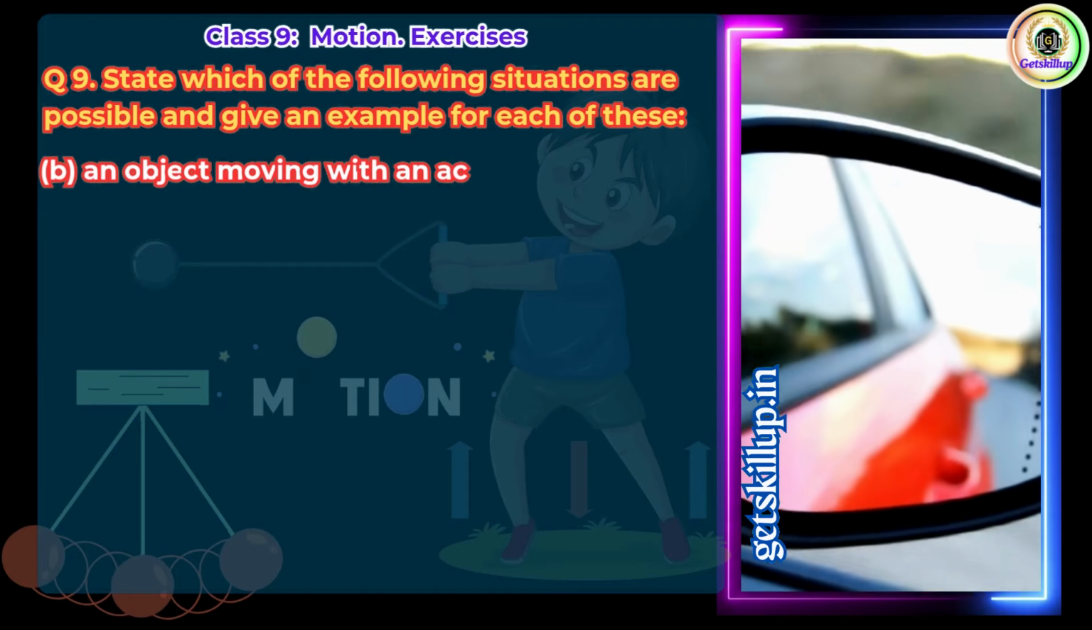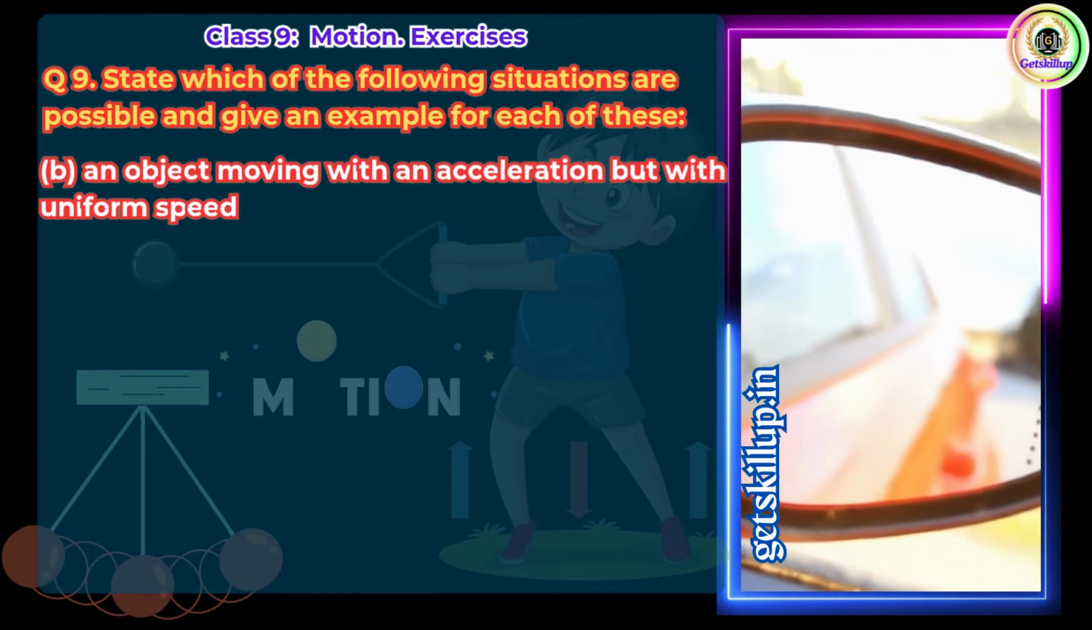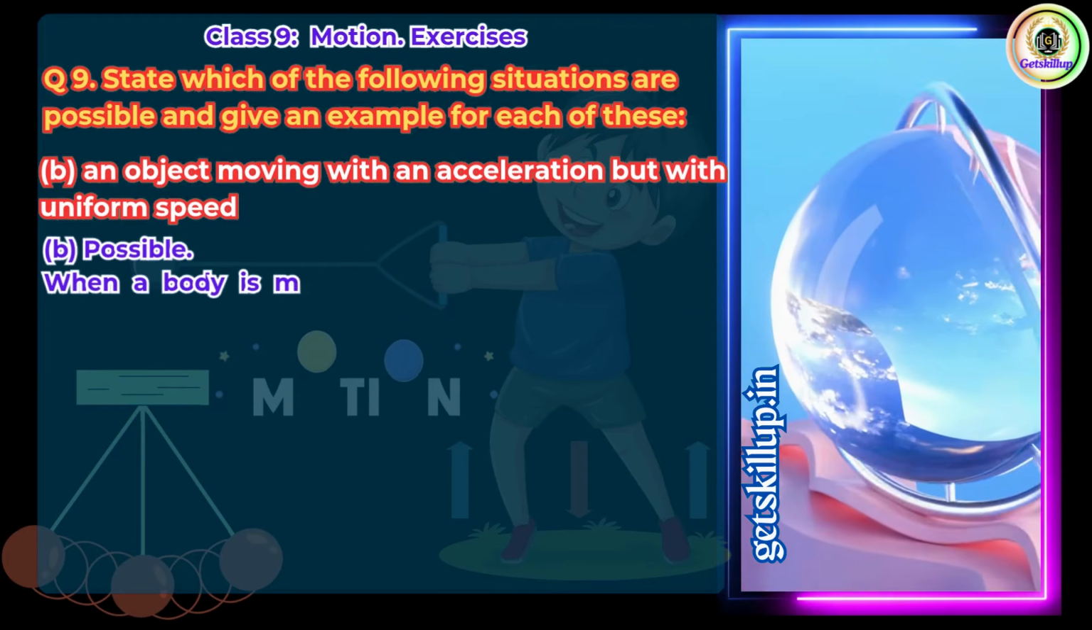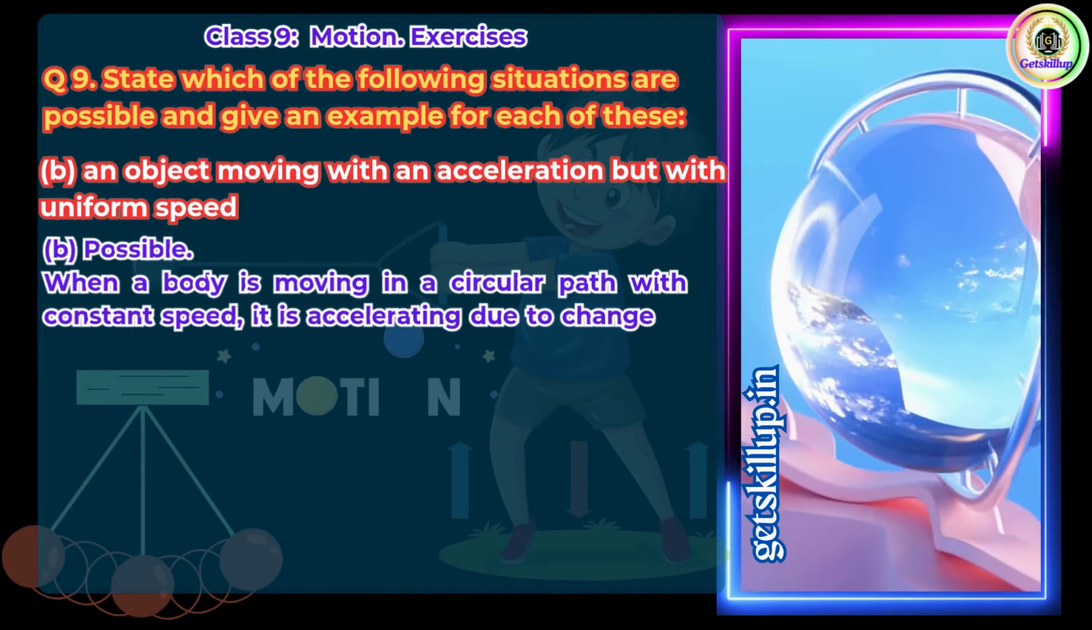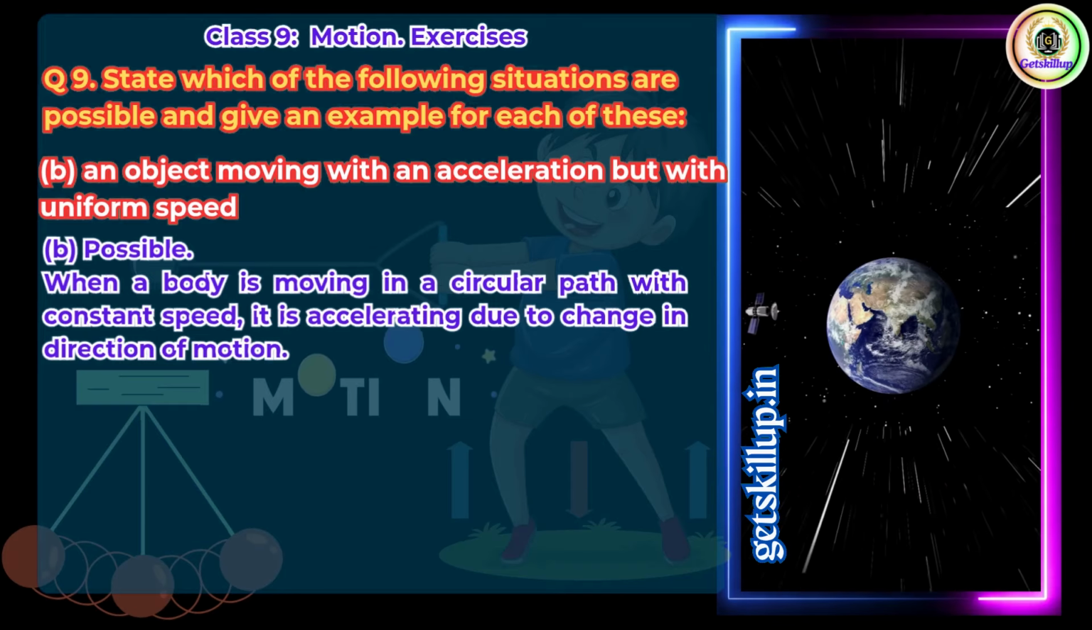B. An object moving with an acceleration but with uniform speed. Answer. Possible. When a body is moving in a circular path with constant speed, it is accelerating due to change in direction of motion.